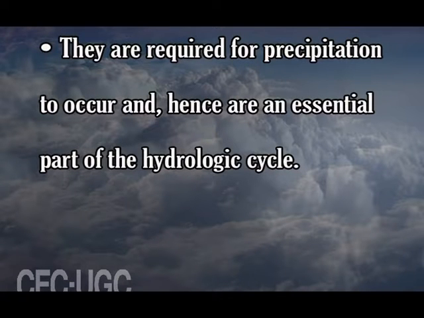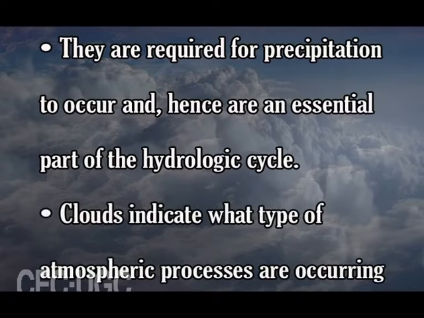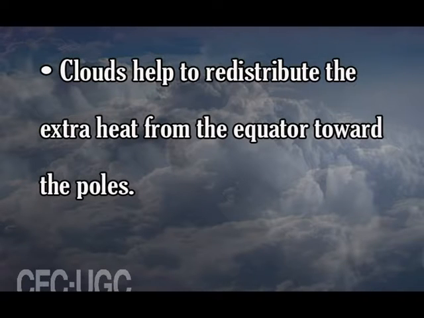They are required for precipitation to occur and hence are an essential part of the hydrologic cycle. Clouds indicate what type of atmosphere processes are occurring. Clouds help to redistribute the extra heat from the equator towards the poles.